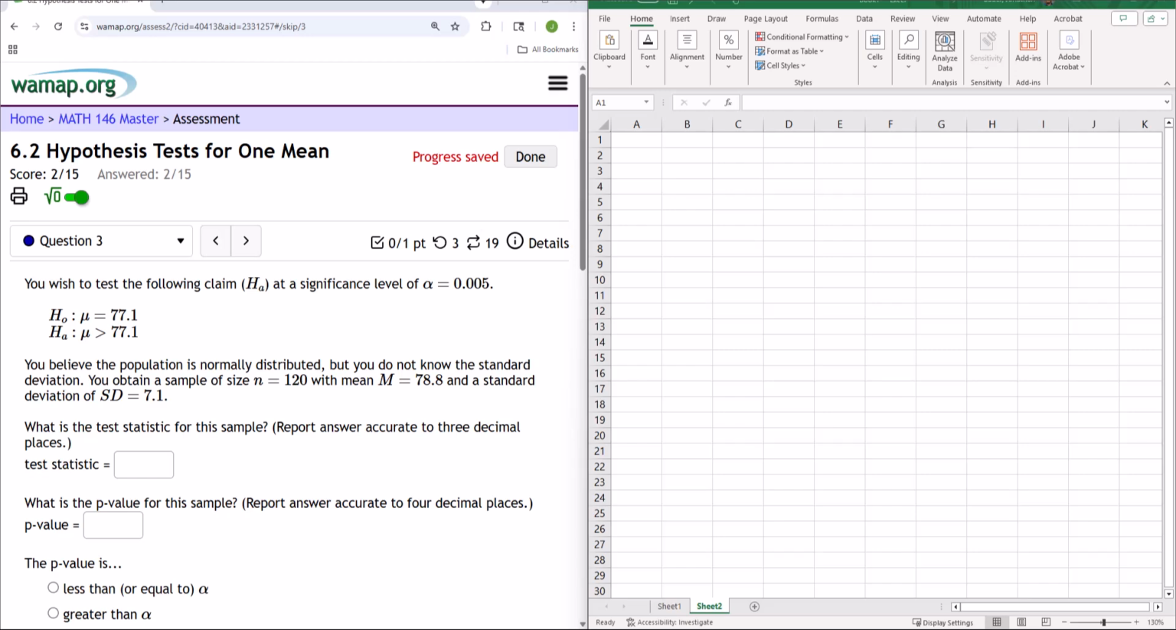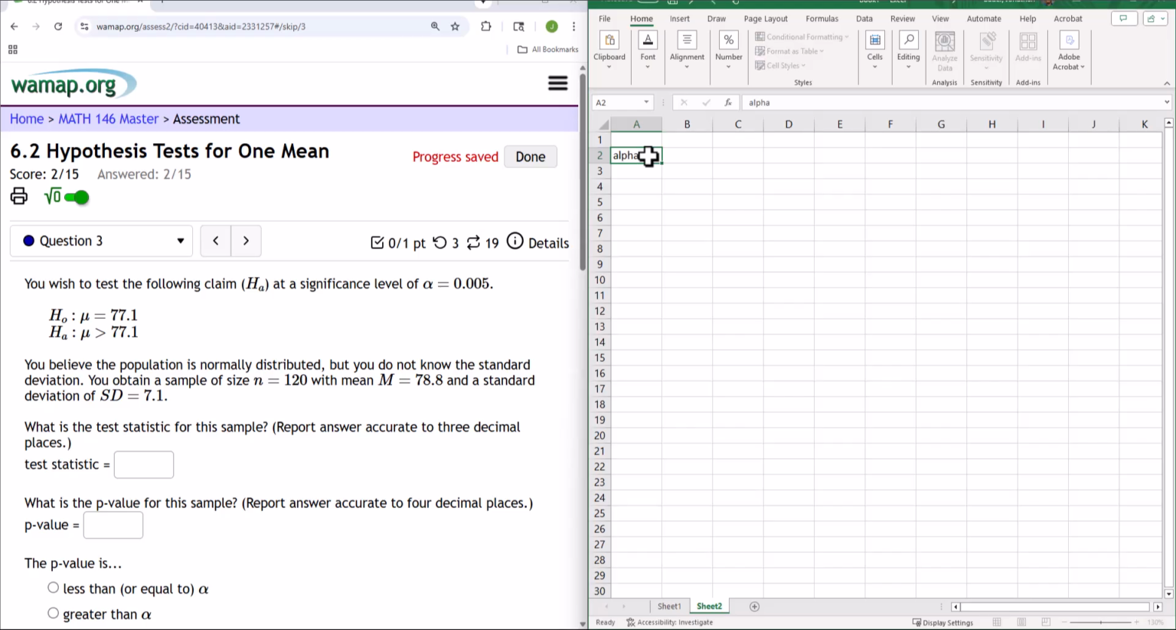All right, I'm back for another example on section 6.2, doing hypothesis test for one mean. We have a question here. It says you wish to test the following claim at a significance level of alpha equals 0.005, and we have the null hypothesis that mu is 77.1.